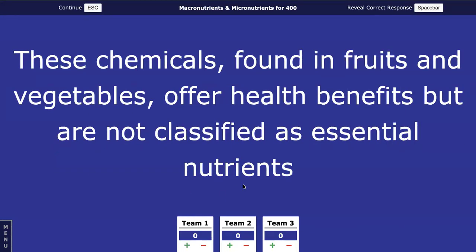These chemicals found in fruits and vegetables offer health benefits but are not classified as essential nutrients. An example is antioxidants, a type of these chemicals, and they're found in blueberries. They're also found in garlic. They're found in a lot of things. What are these chemicals called? Yep, phytochemicals. Phyto just means plants, so basically, plant chemicals.